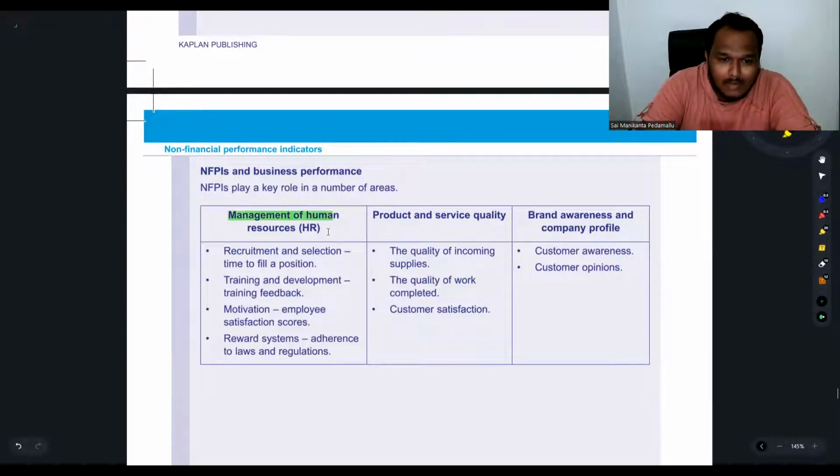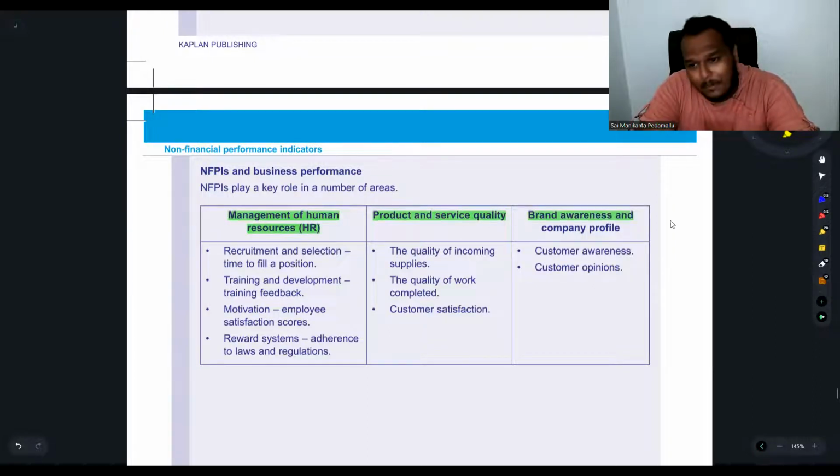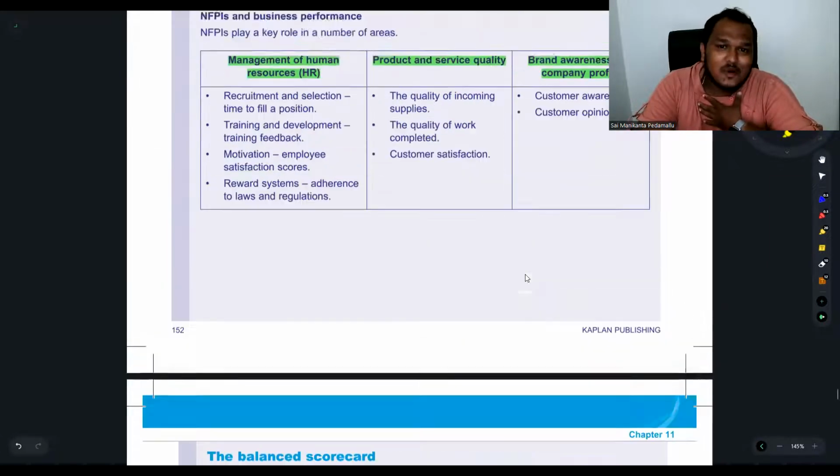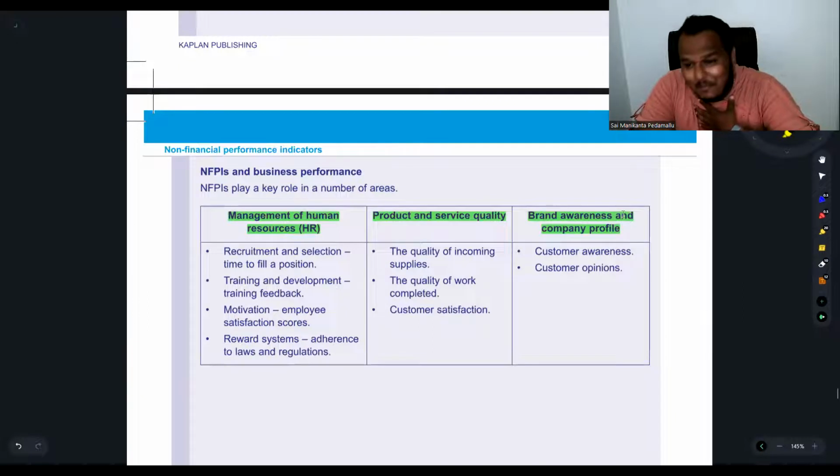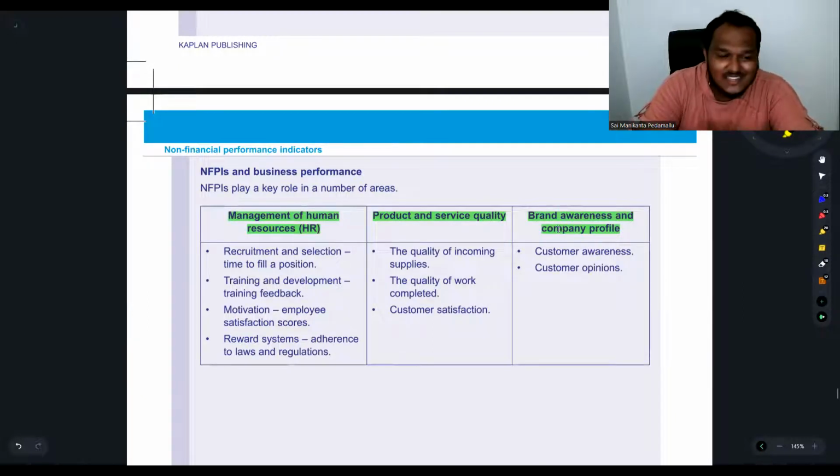They are more like management of human resources, your customers, your employees, all these people. Product and service should have proper quality. Brand awareness should be there. Your company profile should be visible to the customers. That is my biggest problem, sir. Trust me when I say this. Brand awareness, company profile, and visibility is worst when it comes to my lectures.